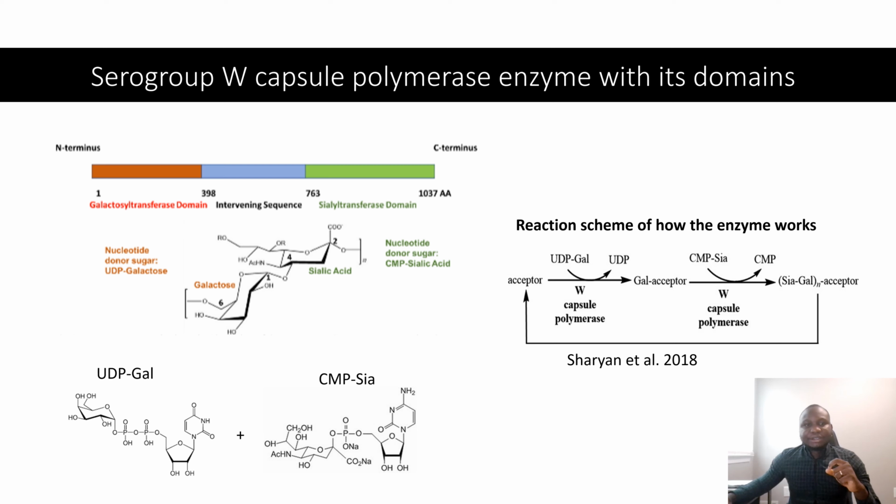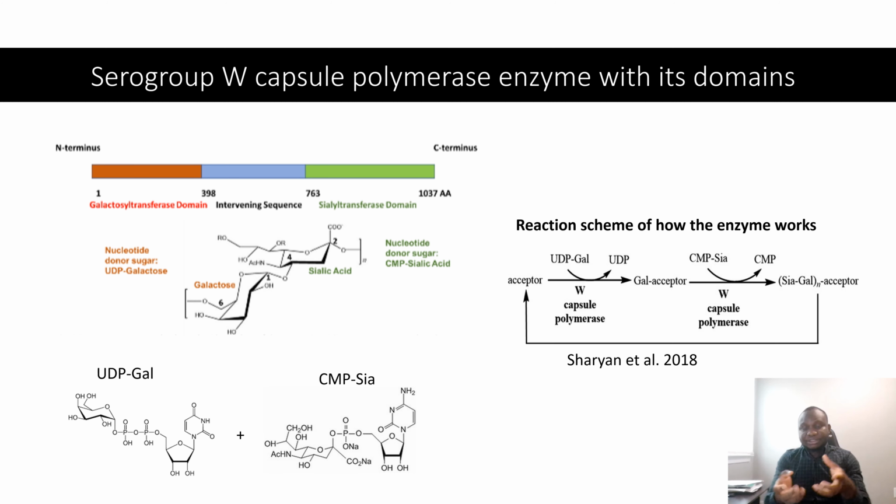And talking about what serogroup W capsule polymerase looks like, we have the N-terminus that contains the galactosyltransferase domain. We have the C-terminus, which contains the sialyltransferase domain, and the intervening sequence, which little is known about. The capsule polymerase, which is found in this reaction scheme, is a two-domain protein that catalyzes this reaction in the presence of an acceptor.